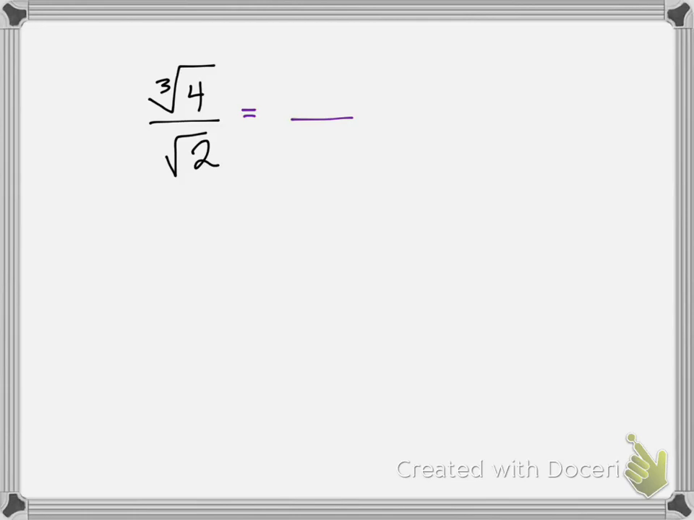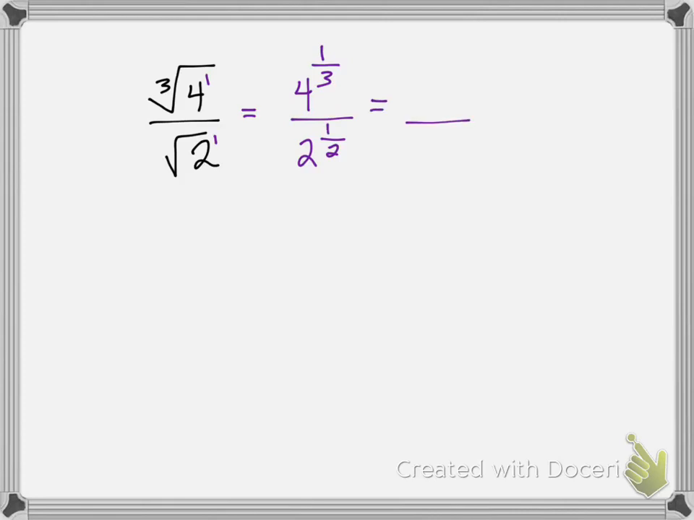So to convert the third root of 4, 4 becomes your base, and then your index, which is a 3, becomes your denominator. And since 4 was to the first power, 1 is your numerator. For the denominator, 2 becomes your base. Your index, which is a 2 for every square root, always becomes your denominator. And because it was 2 to the first power, it would be a 1 in the numerator.